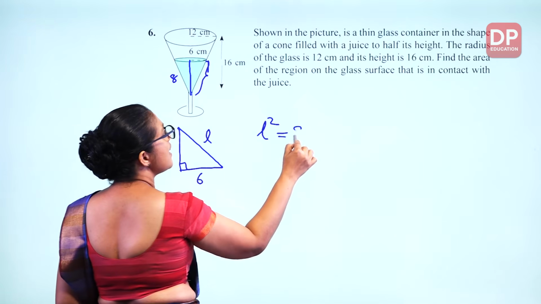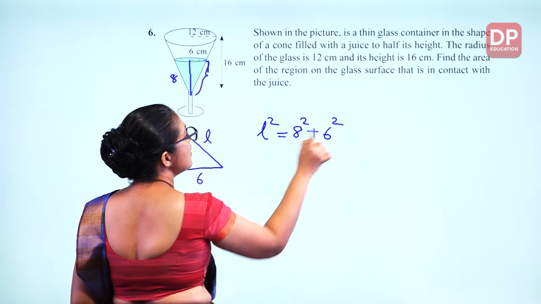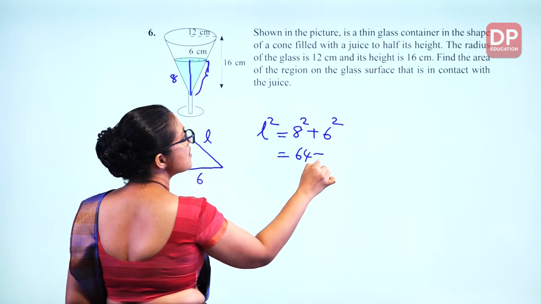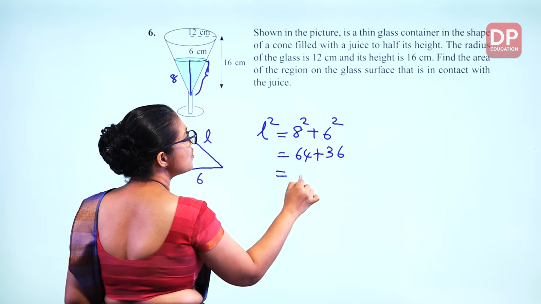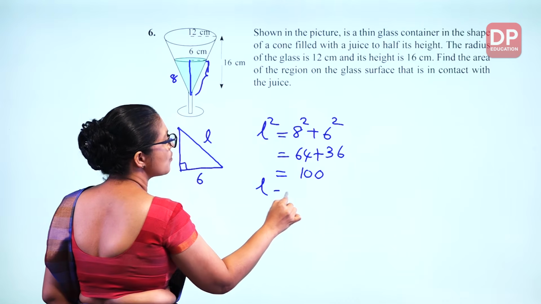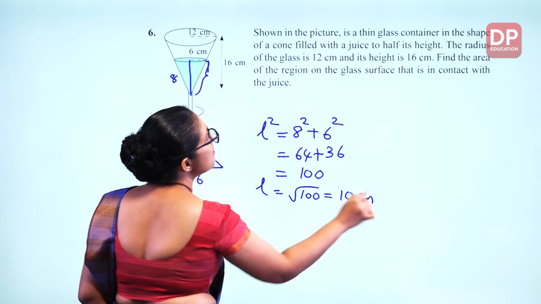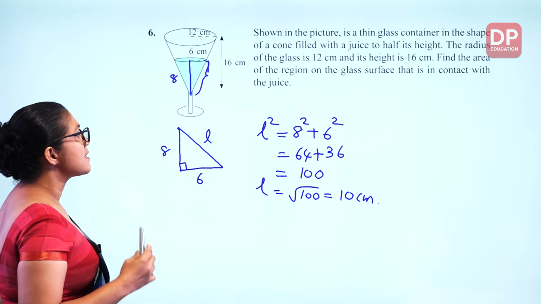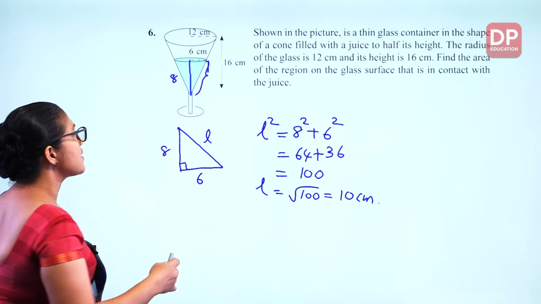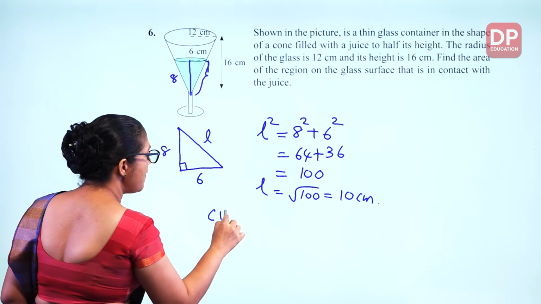L squared is 8 squared plus 6 squared. 8 squared is 64, 6 squared is 36. When you add it together, you get 100. Square root of 100, you get 10 centimeters. So we know the slant length is L. So what's the curved surface area?